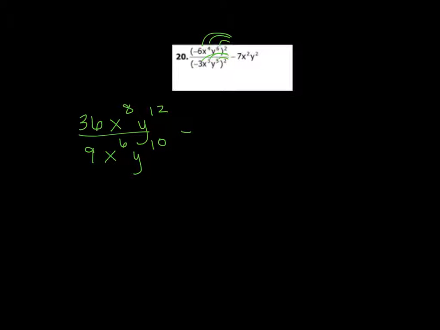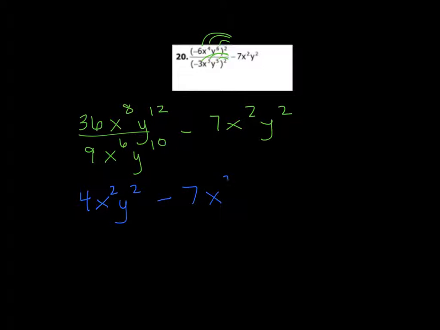Now I still have to deal with this minus 7x squared y squared, but before I do, I need to divide here because that's what I do according to order of operations. So 36 divided by 9 is 4. X to the 8th divided by x to the 6th. So that's your quotient of powers. Keep the base, so I get x. 8 minus 6 is 2. Then I have y to the 12th power divided by y to the 10th power. I keep the base, subtract the exponents, and I get y squared.